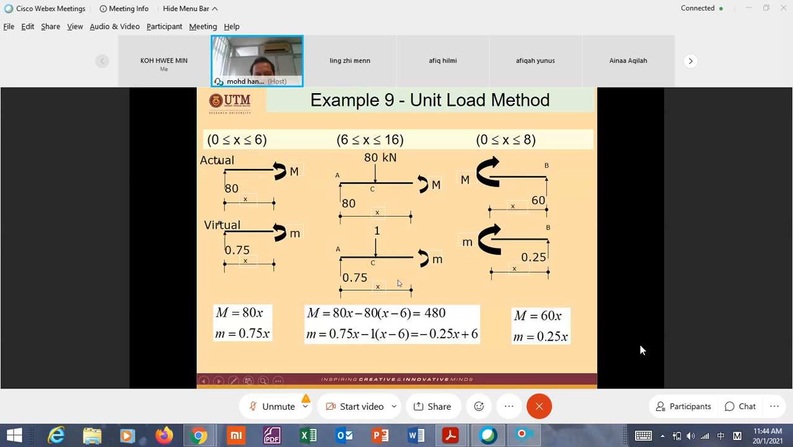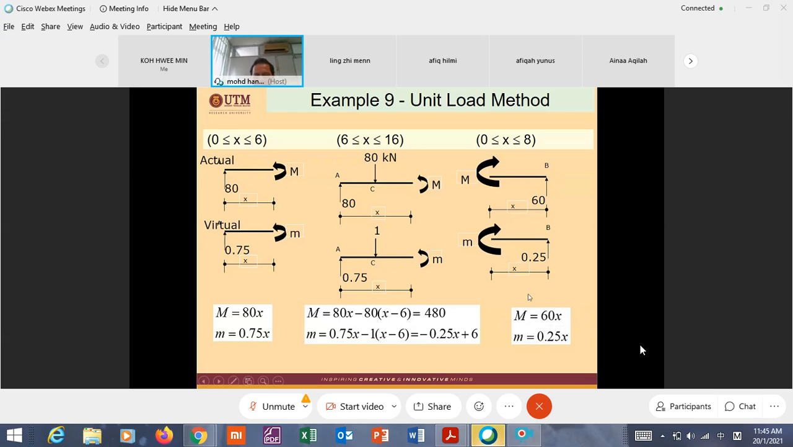You can try starting the derivation of M from the left; it is much longer than this one actually. So it is better to be clever about which point we start from in the derivation of the bending moment equation. Okay, no problem?